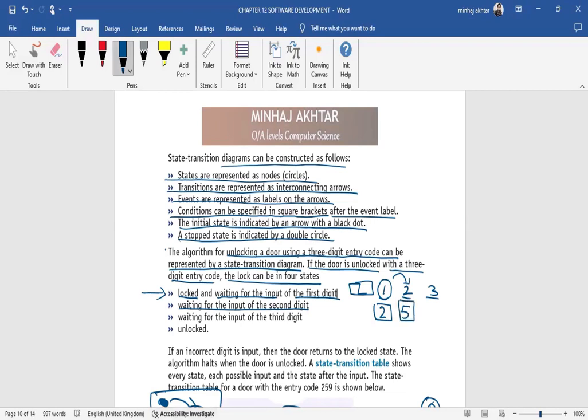Okay, then waiting for the input of the third digit. Now it is waiting for the third digit. Look, third digit 9. Let's suppose the third digit is 9. So 259 is the code. Then what happened? The door will be unlocked. So how many steps are there? 4 steps.